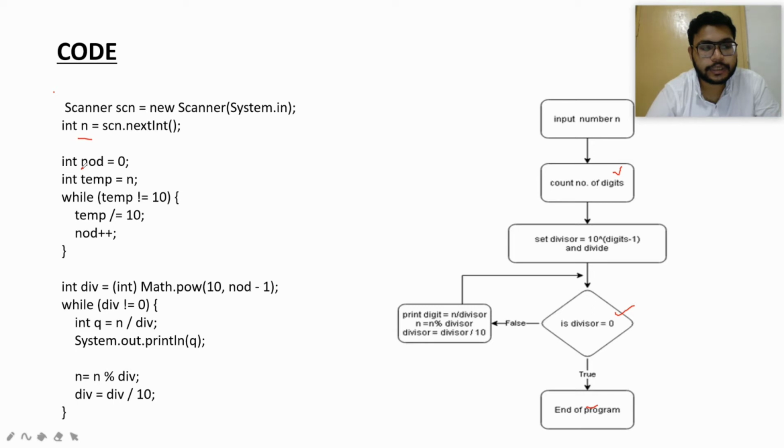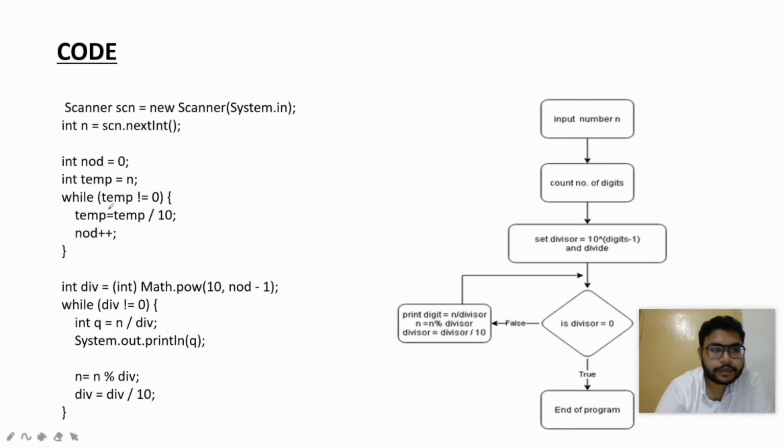After that we will use a variable number of digit, that is NOD, equal to 0, and another variable temp, that is equal to n. Now we will start. In the while loop, we enter while temp is not equal to 0. Temp is initially the value n that we entered from the keyboard. Now temp is equal to temp divided by 10, so that at each step we decrease by a factor of 10 to get the number of digits. So our first work is to get the number of digits. From here we will get the number of digits using this part of the code.